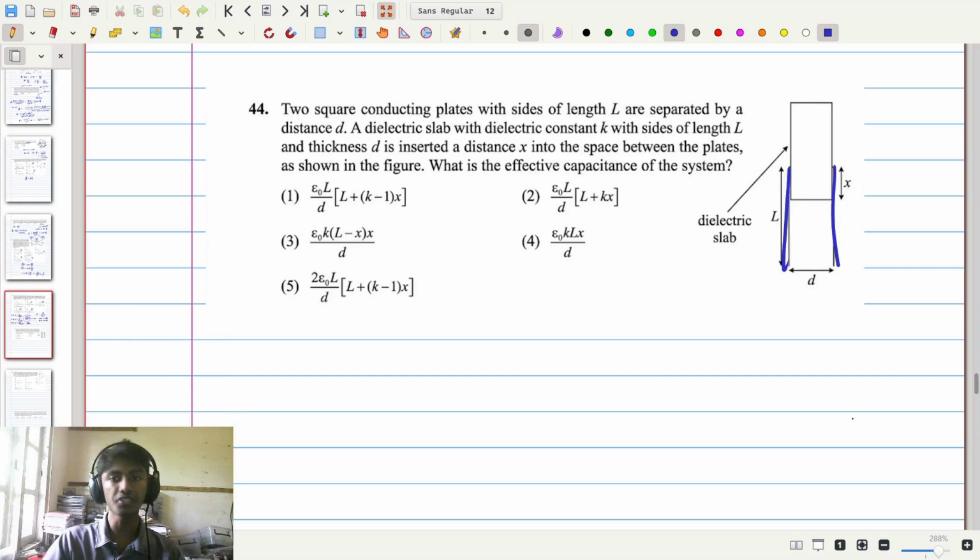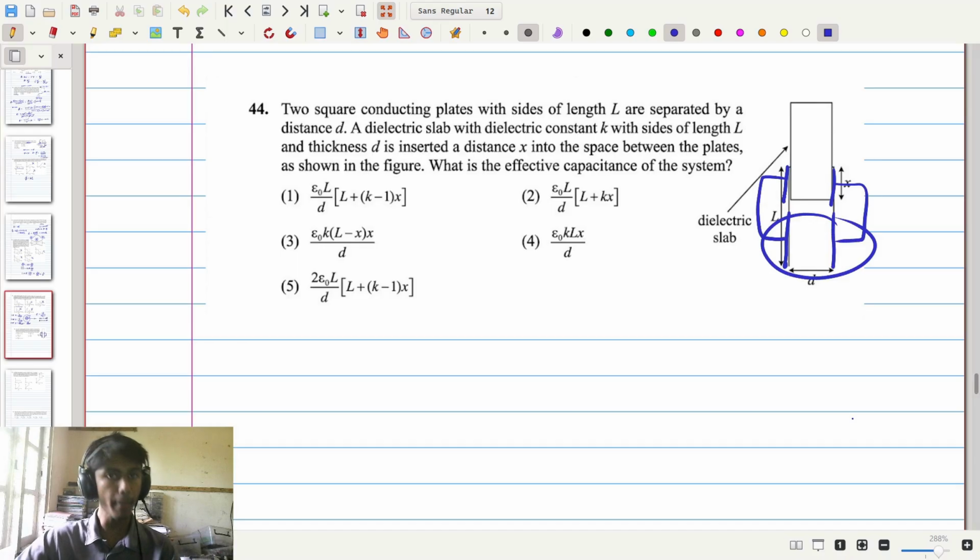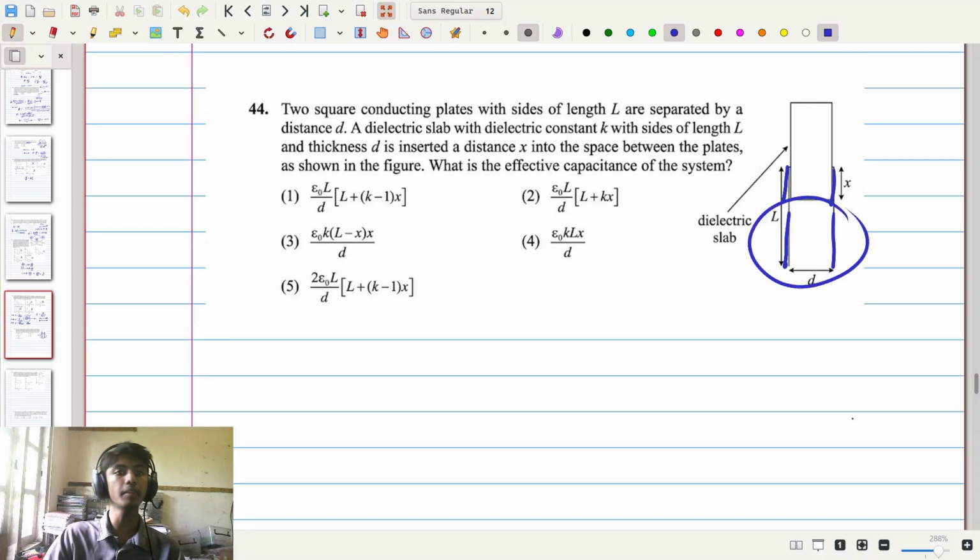Now to find this, I'm going to consider the parts of the plates that have the dielectric between them as one capacitor and the parts of the plates that have nothing in between them as another capacitor separately. Considering that, we can see the total capacitance is equal to the sum of these two capacitances, as what we have here is two parallel capacitors. So therefore, to find the total capacitance, I just have to find the capacitance of this capacitor and this capacitor separately and then add them together.